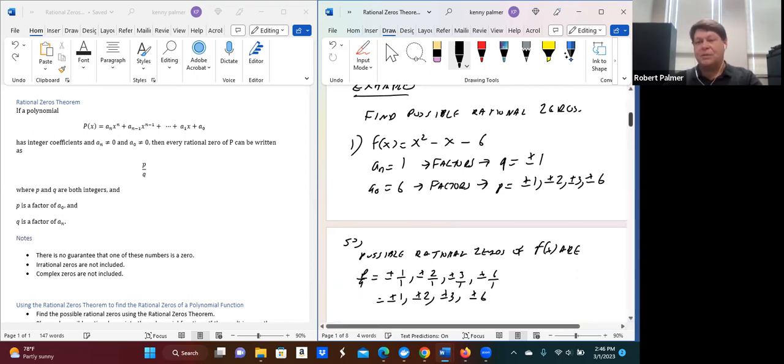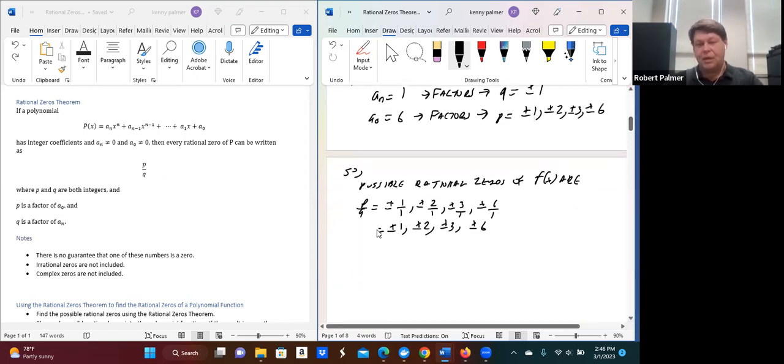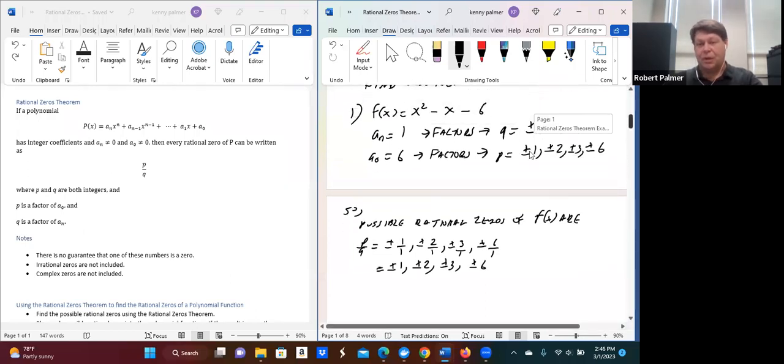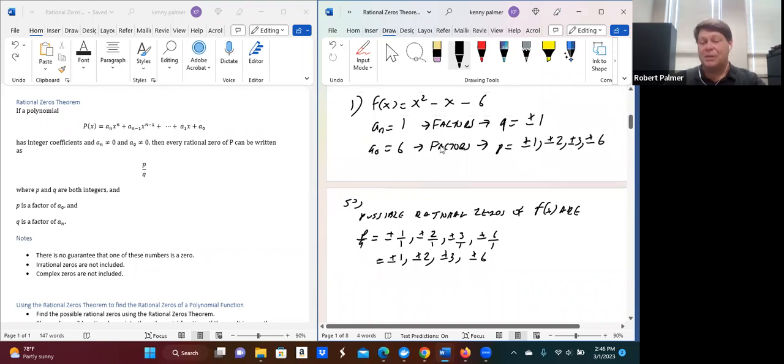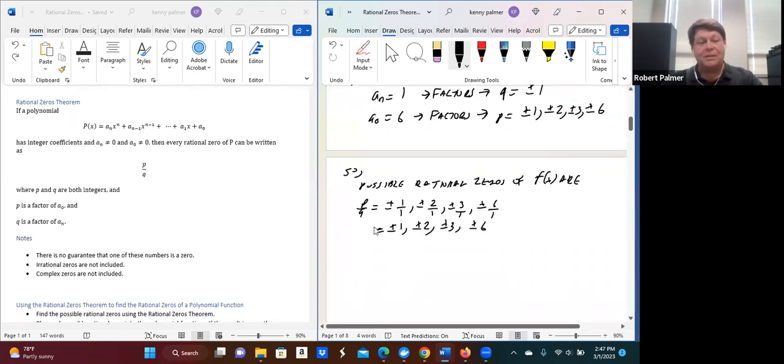Now, remember what this tells us is these are possible rational zeros of this function. None of these are guaranteed to be zeros. It could be other zeros, because if it has irrational zeros or complex zeros, zeros involving i, they're not going to be in this list. And it doesn't mean all of these are zeros. It just means if there is a rational zero, it has to come from this list. Now, how you find out if it's a zero or not is to test it.